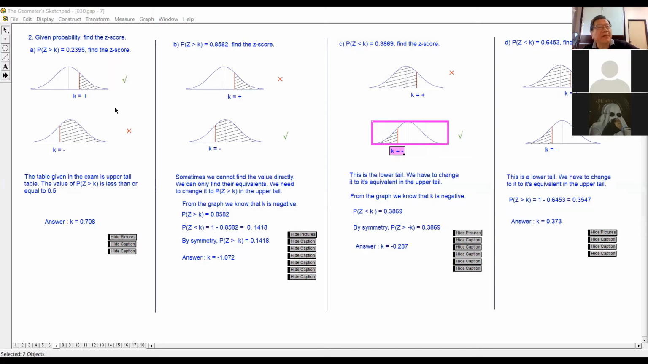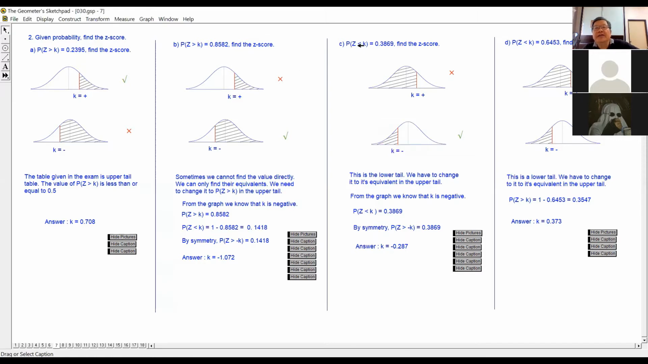For example, the first example. The question is, if z is greater than k, okay, you are listening, right? Z greater than k. Now for z greater than k, we have two types of problem. One type is when the probability is less than 0.5. Another type is that the probability is more than 0.5. So you see these two types of problems here.